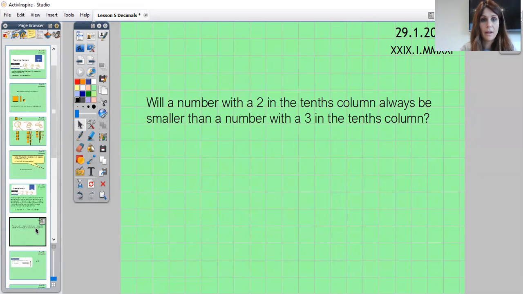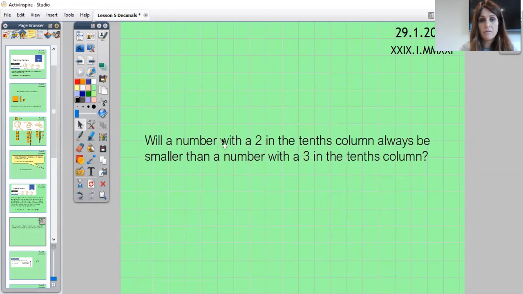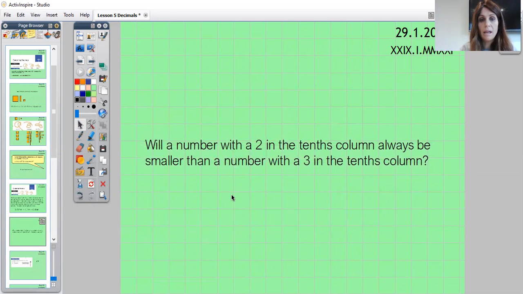Right, okay. Quick question for you then, another question to think about. Will a number with a 2 in the tenths column always be smaller than a number with a 3 in the tenths column? Explore. Pause the video, go and explore, and show us what you come up with on Tapestry, okay?